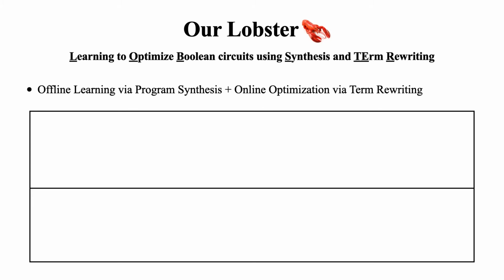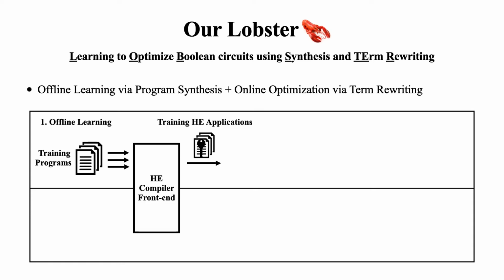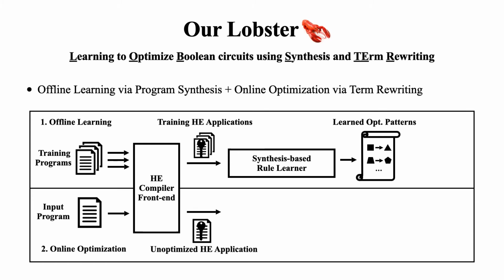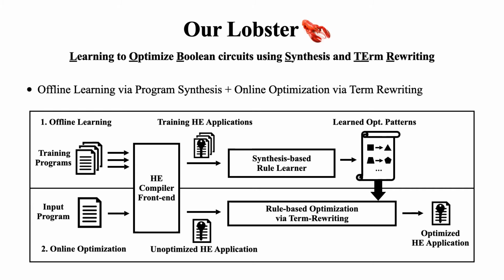Lobster consists of the offline learning phase and online optimization phase. In the offline learning phase, we first collect various training programs, and the HE compiler frontend translates them into training HE applications. Then, we use the program synthesis technique to learn optimization patterns. In the online optimization phase, for a new input program that is translated by the HE compiler, we use term rewriting to apply learned optimization patterns. From now on, I'll explain the detailed process of how we learn optimization patterns and apply them to new HE applications.